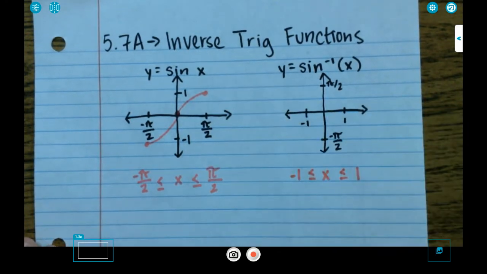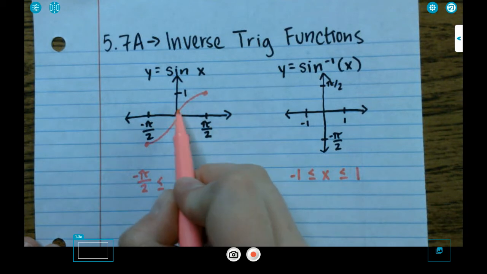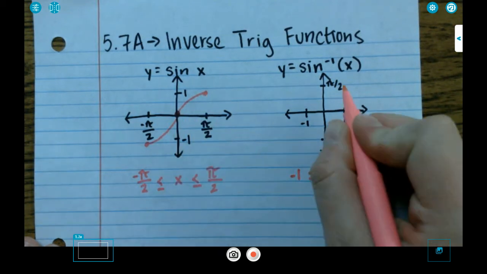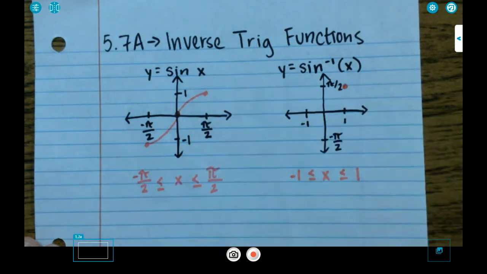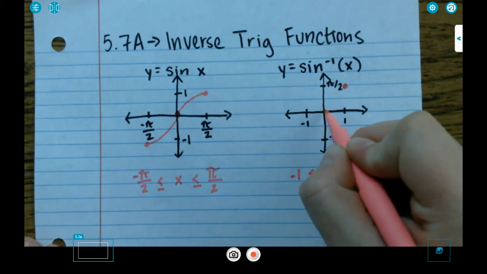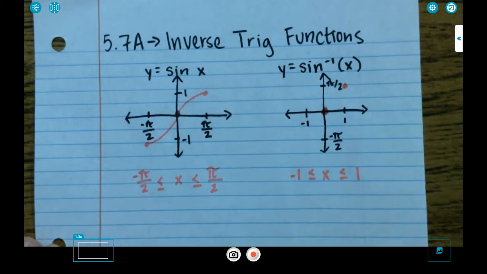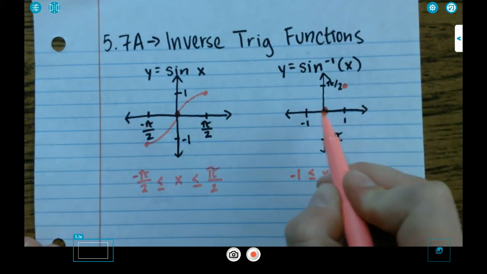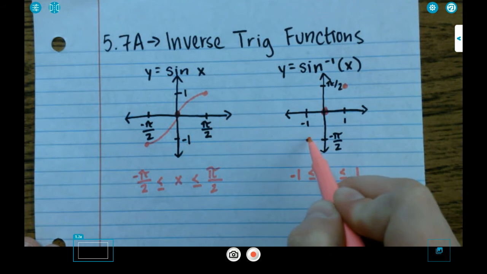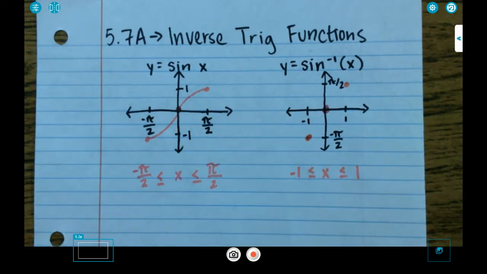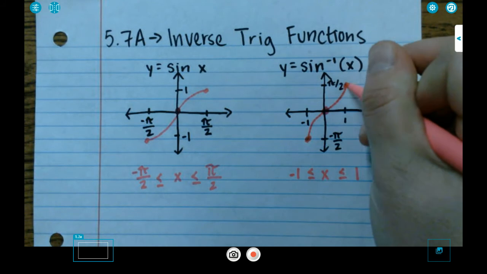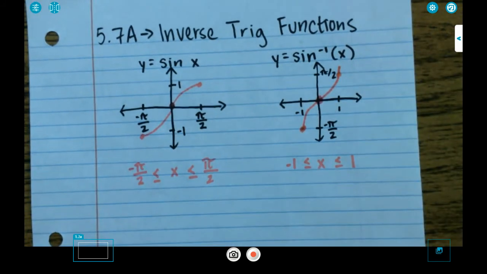And the reason why is because we're switching our x's and y's. So it was pi over 2, 1, and is now 1, pi over 2. 0, 0 is still 0, 0. And what was negative pi over 2, negative 1 is now negative 1, negative pi over 2. Then, because we didn't graph all of the little points in between, this is important, it's going to curve this way. So curve it that way, and I shouldn't have gone past there.